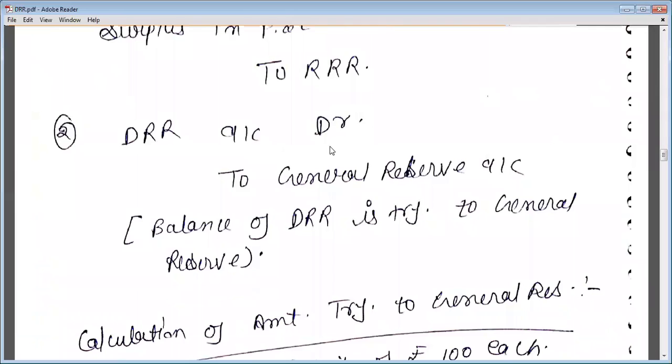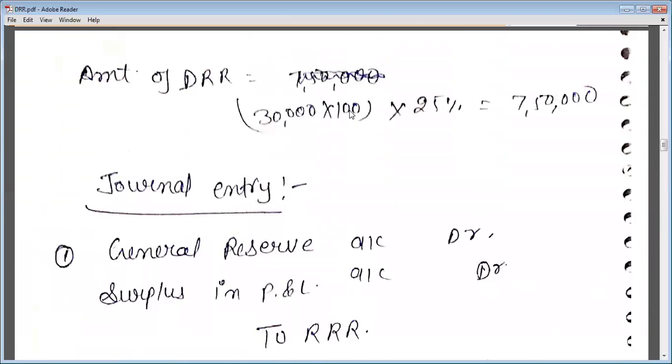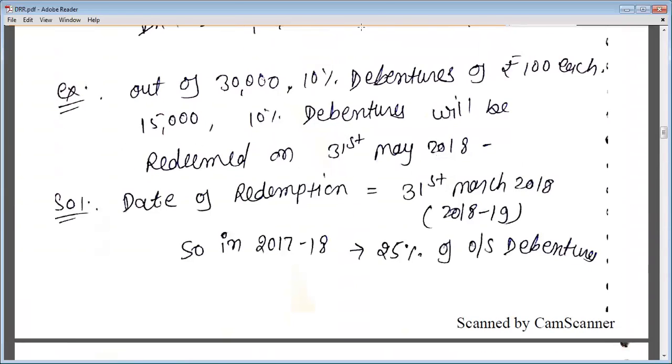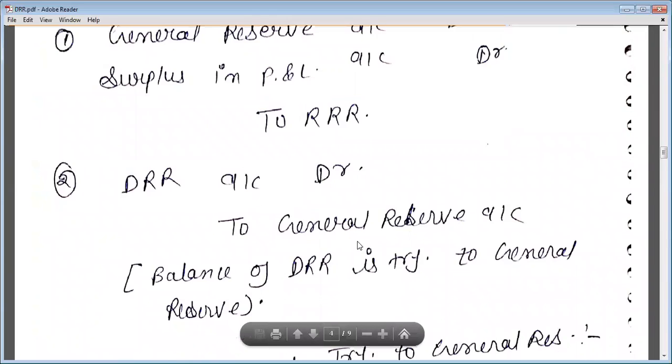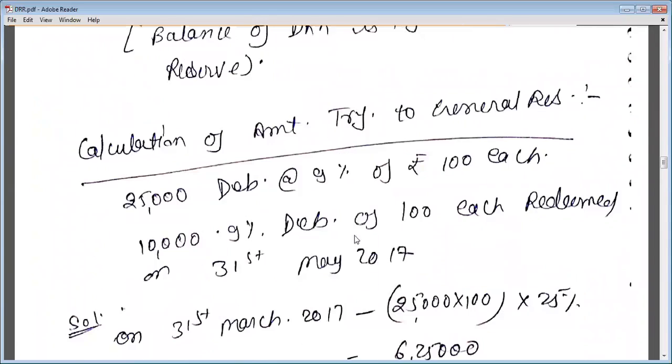And in the second entry, DRR account debit to general reserve account. Balance of DRR is transferred to general reserve. That means, suppose in this example, we have seen that 30,000 debentures are outstanding, but only 15,000 are going to be redeemed. So we will take the amount for 15,000 debentures from DRR, and the remaining amount will be transferred to general reserve. The balance of DRR is transferred to general reserve. Let's understand with an example: calculation of amount transferred to general reserve account.